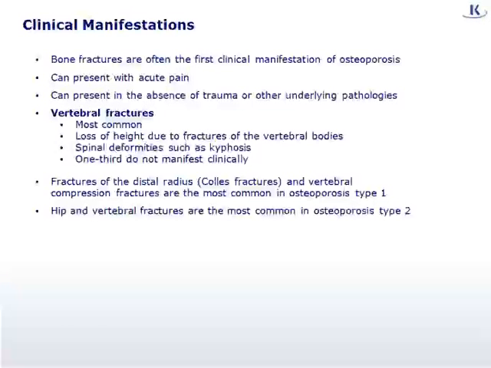Loss of height due to fractures of the vertebral bodies, as well as spinal deformities such as kyphosis, are often seen. 1/3 of vertebral fractures don't manifest clinically. Fractures of the distal radius, or Colles fracture, and vertebral compression fractures are the most common in osteoporosis type 1, which is the postmenopausal type. Hip and vertebral fractures are the most common in osteoporosis type 2, the senile type.